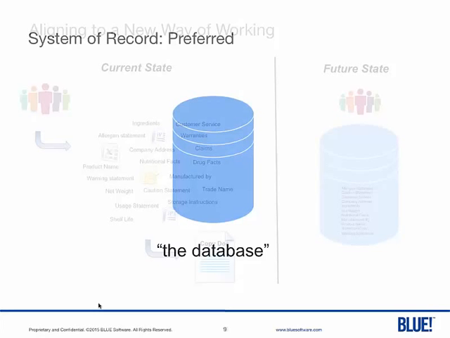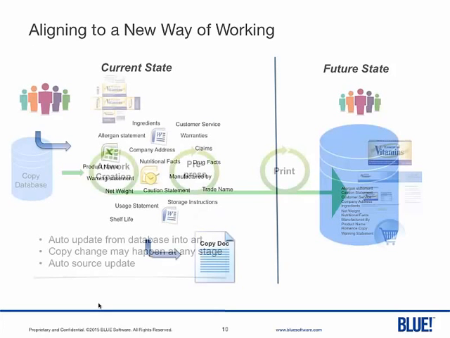So in this model, if we think about aligning to this new way of working, under the current state, we see our copy statements that come in through these different methods, and then they end up on these copy documents that get pushed into the artwork. And then on the right-hand side of this page, we see the future state, which is all of your copy statements neatly lined up in a database and all of your stakeholders interacting with the database.